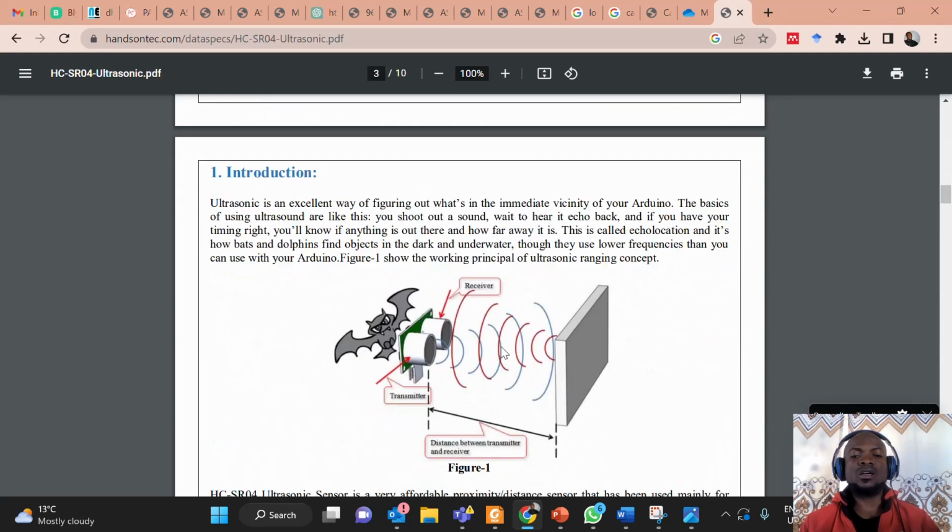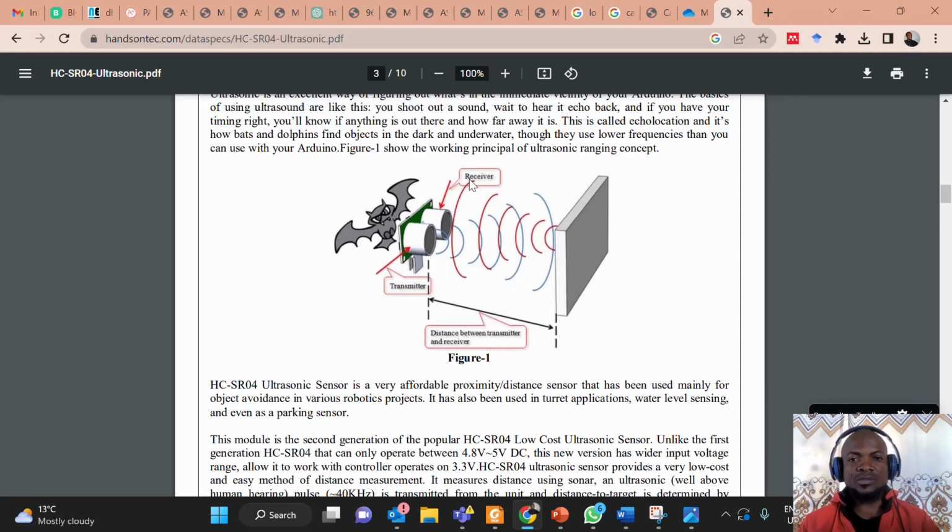So let's take a look at this diagram. The blue is for the transmitting wave, and the red is for the receiving wave. When the transmitter transmits the wave at a very high frequency, that is 40 kilohertz, and it gets to an obstacle, it is reflected back to the receiver. With this principle, we can calculate the distance. We can write Python code to calculate the distance between this sensor and any obstacle.